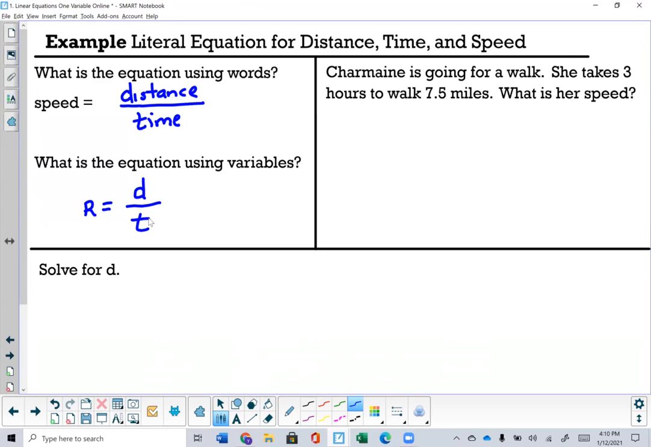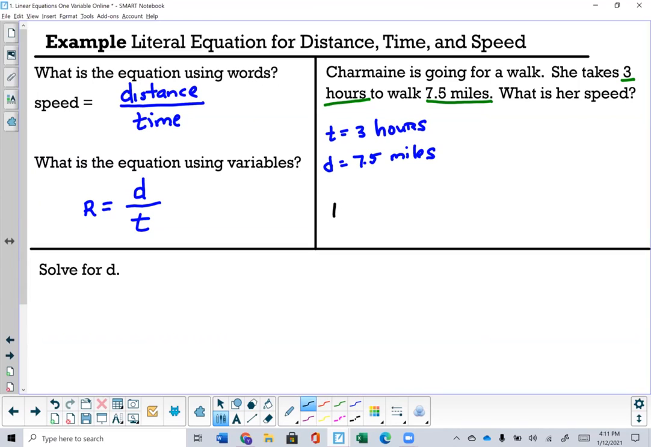So if we're given the example, Charmaine is going for a walk. She takes 3 hours to walk 7.5 miles. What is her speed? So we know 3 hours, that is time. And 7.5 miles, that is Charmaine's distance. So we're asked to find the speed, which is R.